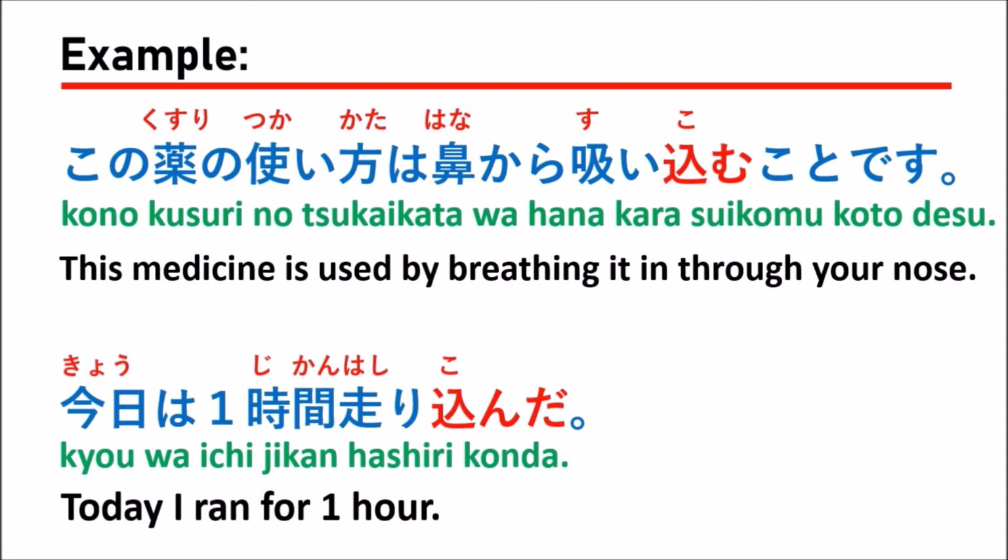As for the second sentence, 今日は1時間走り込んだ。We use the verb 走る. 走る means run. We change it to the masu form, 走ります. Cut out the masu and leave only 走り, and 走り込んだ is the past tense form. So that means today I ran for 1 hour.